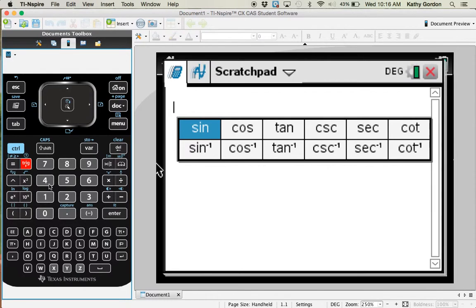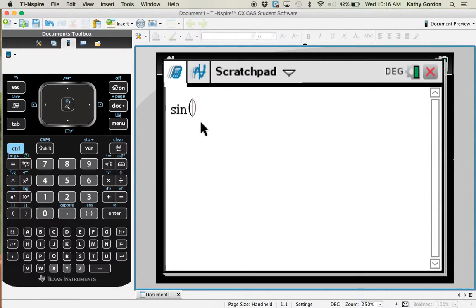If we want sine, we pick that one. We put in our 16.35 now. And it's going to know that I mean 16.35 degrees because I've changed it to degrees in the settings. So when I hit enter, I get my answer.